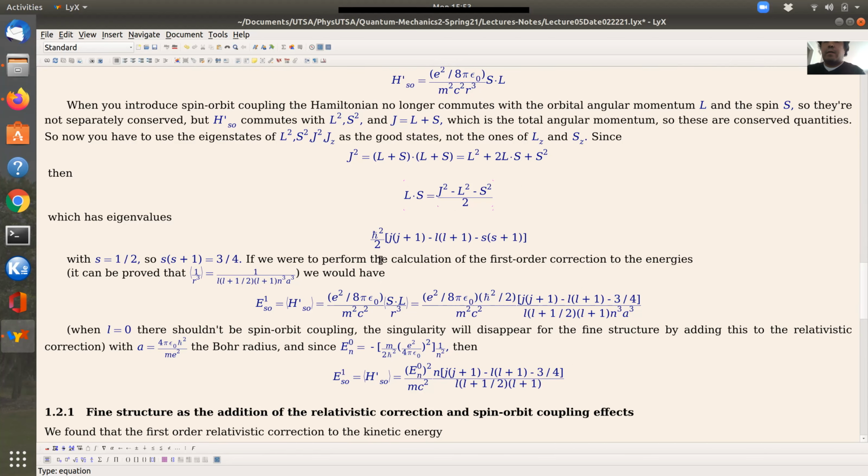And as you could expect, basically this operator has eigenvalues proportional to h bar squared over 2, of course, but it's related to quantum numbers J times J plus 1 minus L times L plus 1 minus S times S plus 1. And for the spin, in case of the electron, of course, you already know that its spin S is 1/2. So if you do the computation S times S plus 1, it is 3/4. So that is fixed.